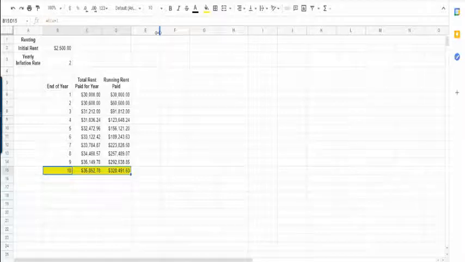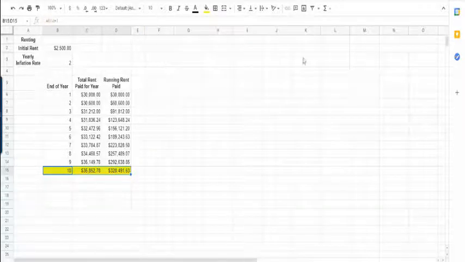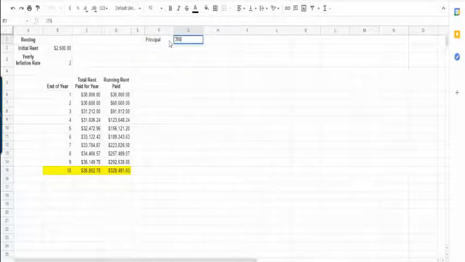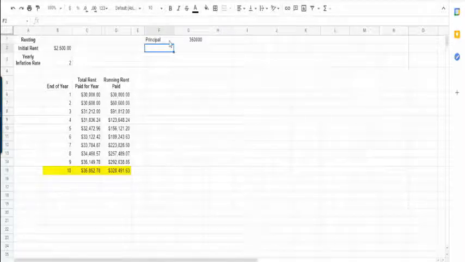Now, what about if you are buying a home? So let's go ahead and do the buy the home on this other side. The information that we need when we are purchasing the home: we need to know our principal. That principal is $350,000, and I need this to be money, so we're going to click on the money sign.